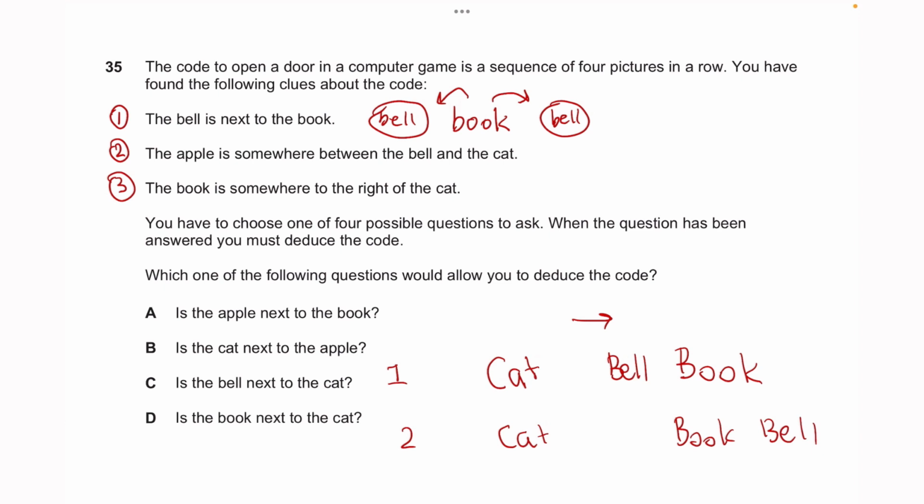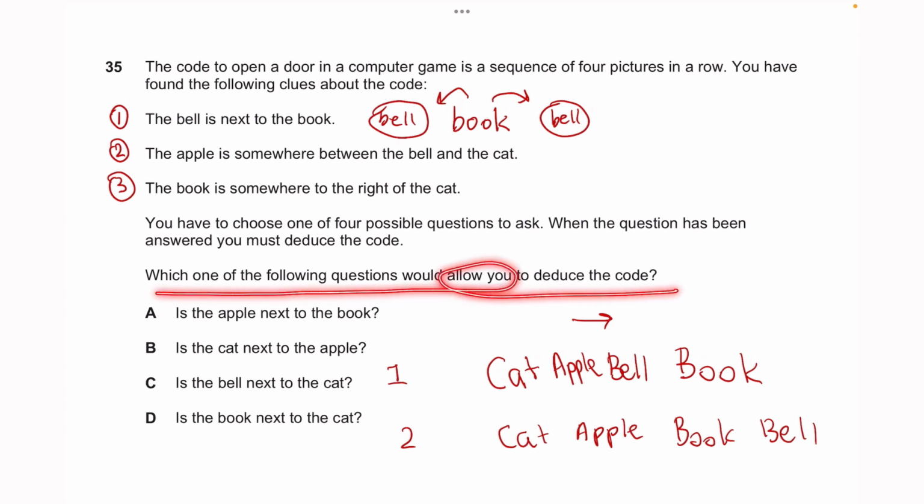So if we have a look, we can have the apple over here, and between the cat and the bell. So if the bell and the cat are here, that means the apple could also be here. And so if we have a look, we need to find out which one of the following questions would allow you to deduce the code.